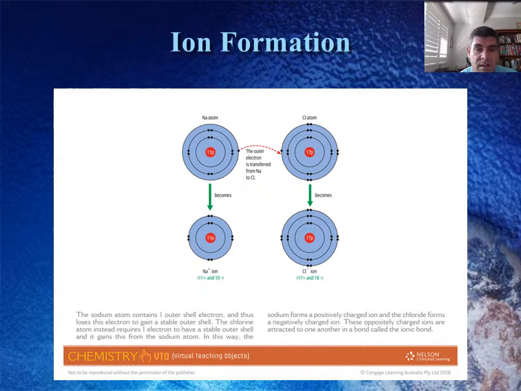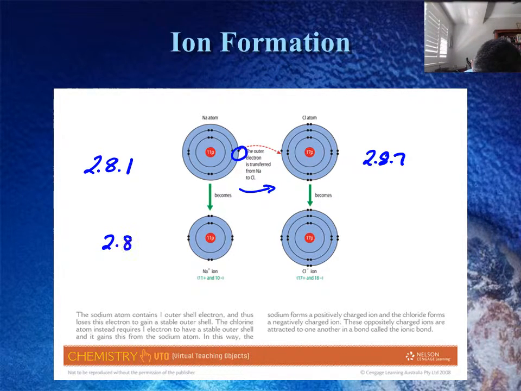The first of these is a sodium atom. Sodium has the electron configuration 2, 8, 1, and so it has just the one electron in its outer shell, and that's this one right here. When it combines with an atom of chlorine, which has the electron configuration 2, 8, 7, it transfers that electron to the chlorine. In doing so, it loses the outer shell electron, and its configuration is now 2, 8. The loss of that one electron has given it an overall positive charge because now the number of protons is greater than the number of electrons.